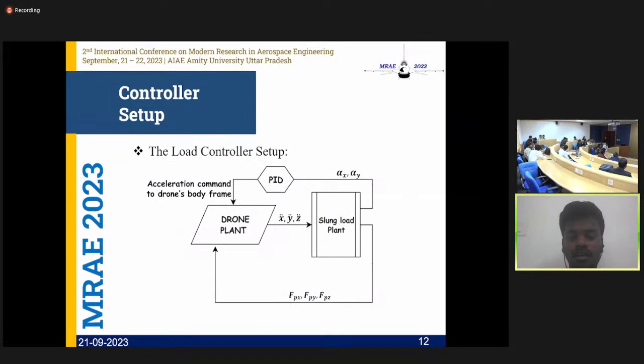So the slung load controller setup. From the drone plant, we get our drone's acceleration x double dot, y double dot, z double dot, which is passed on to the slung load plant, from where we get our forces that affect the slung load plant, FPX, FPY, FPZ, which is then added to the drone's body forces. We also get alpha x and alpha y, which is the current state of the load with respect to the drone. This is sent into a PID controller where we give the drone a certain acceleration command to make this alpha x and alpha y 0.